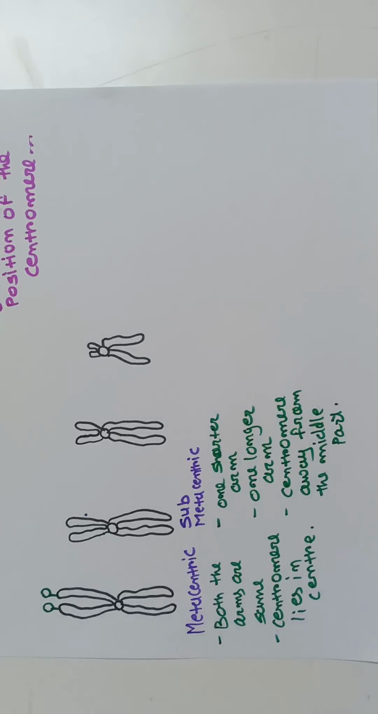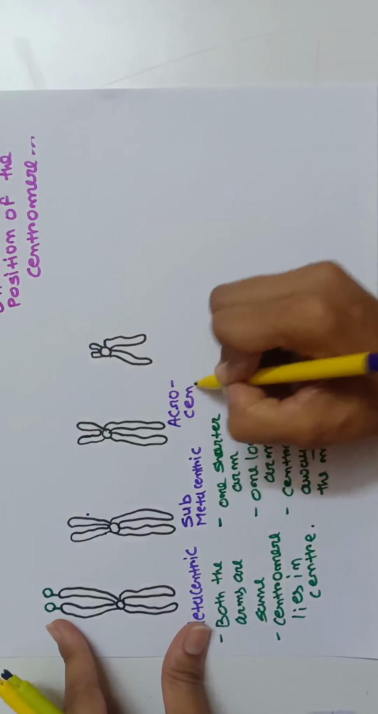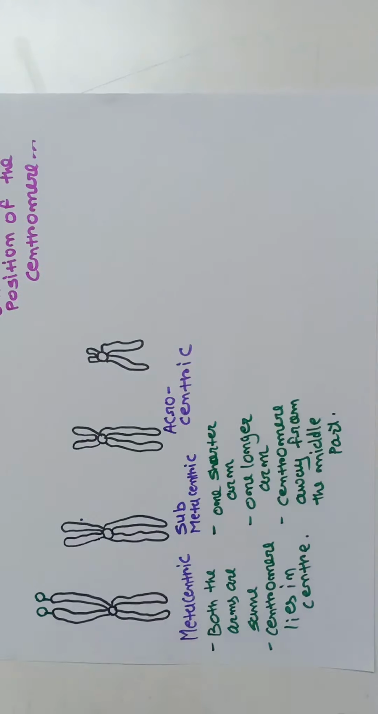Now, the third type of centromeric chromosome is acrocentric. It has one extremely short arm and one very long arm. So this type of chromosome is known as acrocentric.